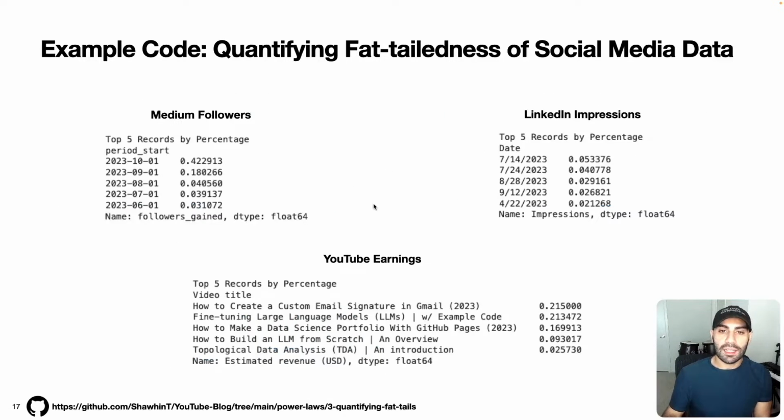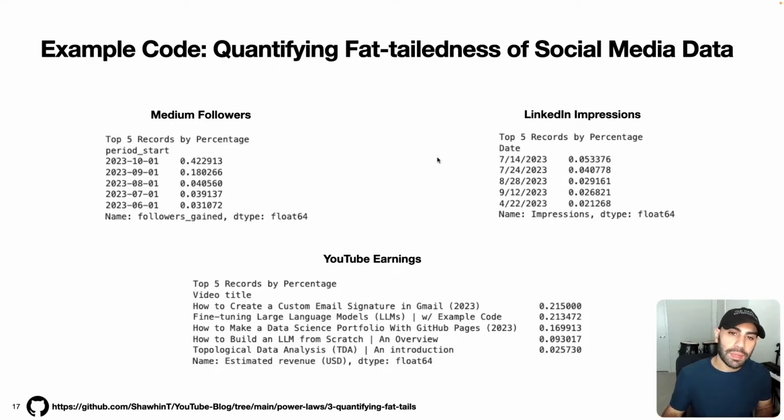Next, looking at the top 5 records by percentage. Here we can see Medium followers is significantly fat-tailed, where 60% of total followers gained is just coming from 2 months. And we see a similar thing with YouTube earnings, where about 50% of earnings are coming from the top 4 videos. However, for LinkedIn impressions, just looking at the top 5, we don't see something as extreme as what we see for Medium followers and YouTube earnings.